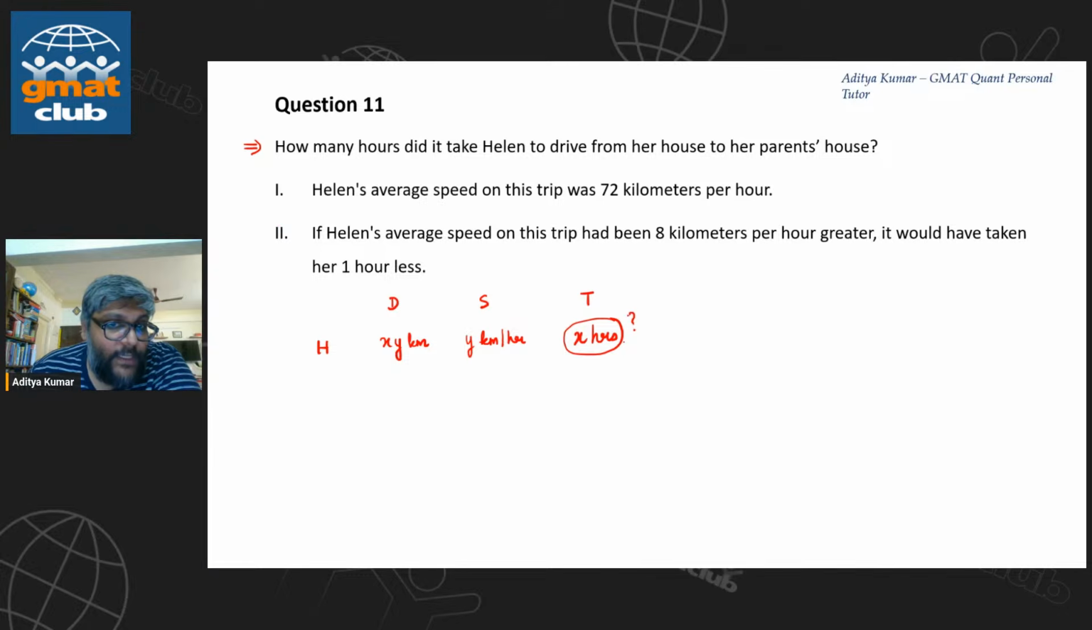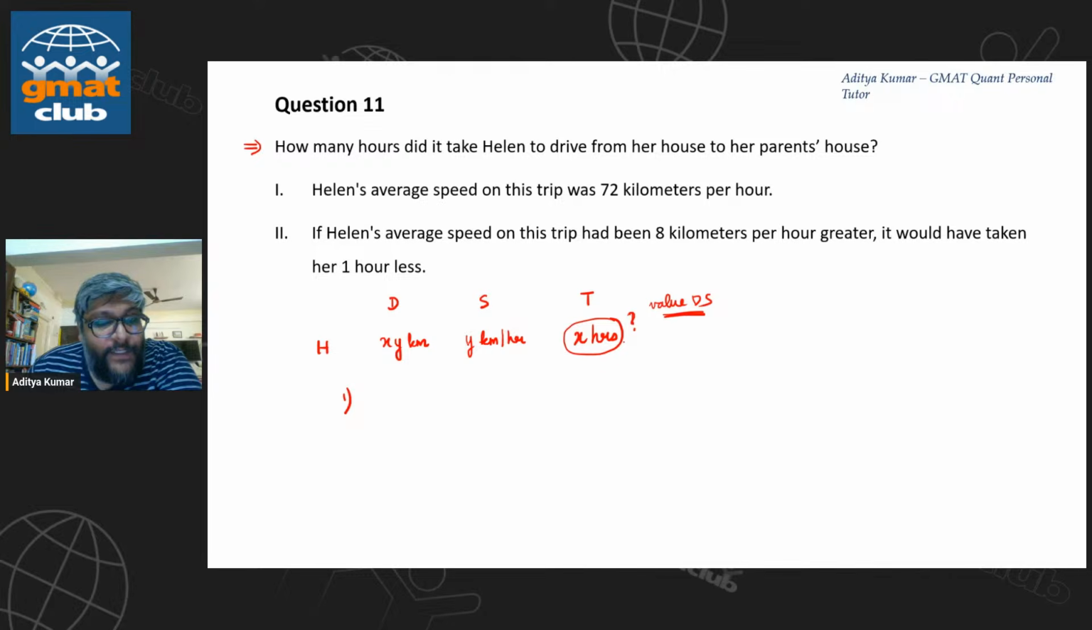I'm also boxing up what the question's asking me, putting a question, and I know this is a value data sufficiency question. So I'll need a definite answer for me to say something is sufficient or not. Now I'm going to go into the statements. What does the first statement tell me?